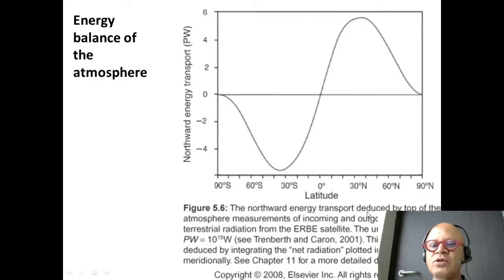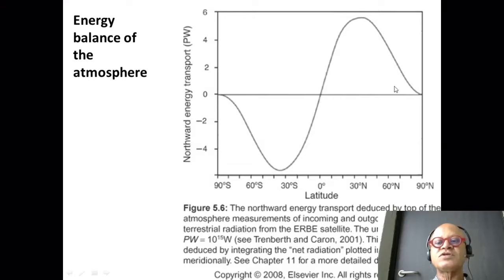Northward energy transport deduced by top of the atmosphere measurements of incoming and outgoing solar and terrestrial radiation from ERBE satellites. There is a satellite that was flying above the atmosphere and could measure both shortwave flux and longwave flux. The units here are in petawatts. This is northward flux, which means the coordinate y is positive in the northward direction. So negative numbers here just mean that the heat transport is from the lower latitudes towards the pole.